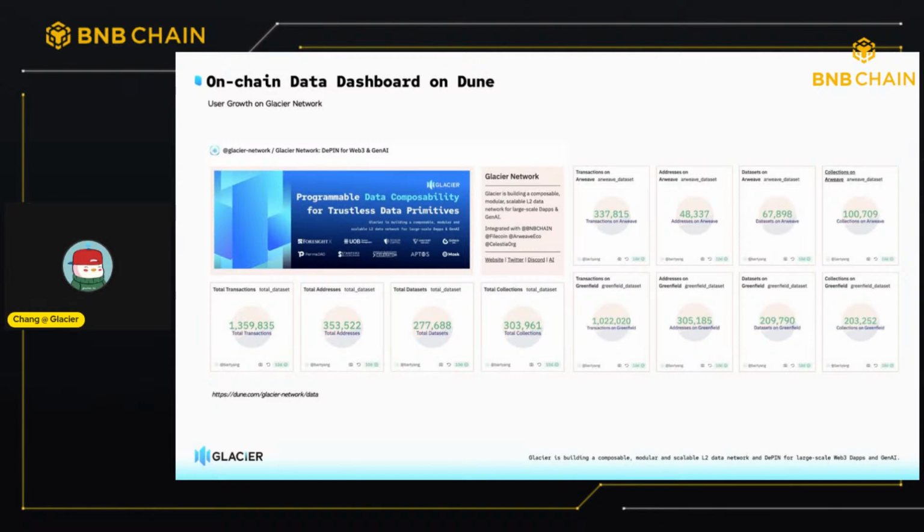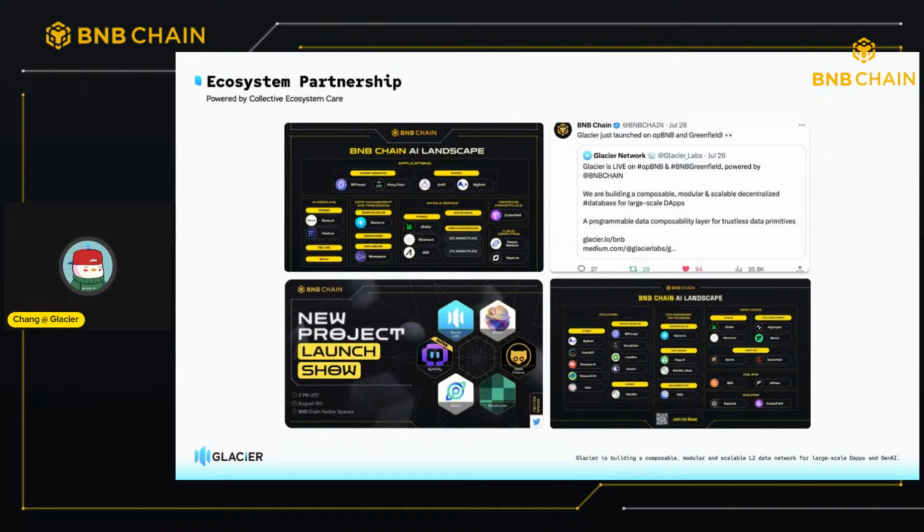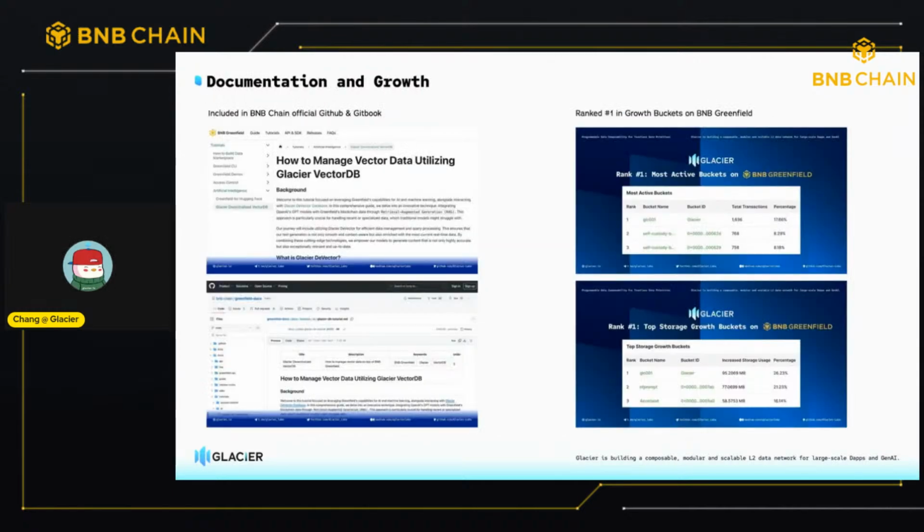The Glacier database has already generated some good metrics on the data front. If anyone here is interested in us, please go to our social channels to check out all the information and our traction. We have also been working closely with BNB Chain, so I want to give a special shout out to BNB Chain for hosting this. The growth and traction we have been receiving on BNB Chain and BNB Greenfield is surprising to us, and the feedback we get is what we iterate our products on.